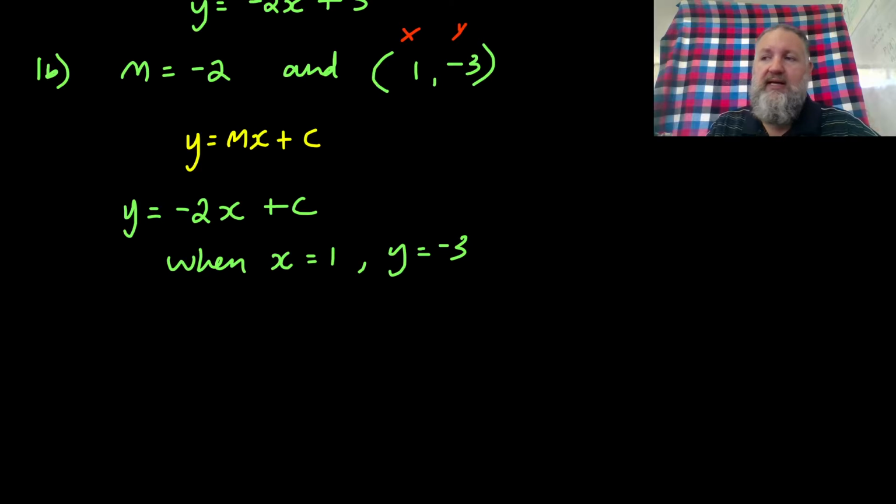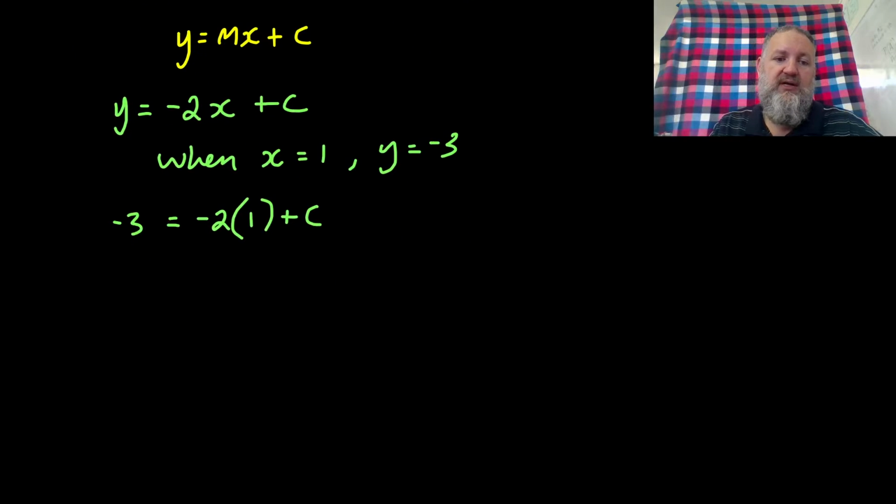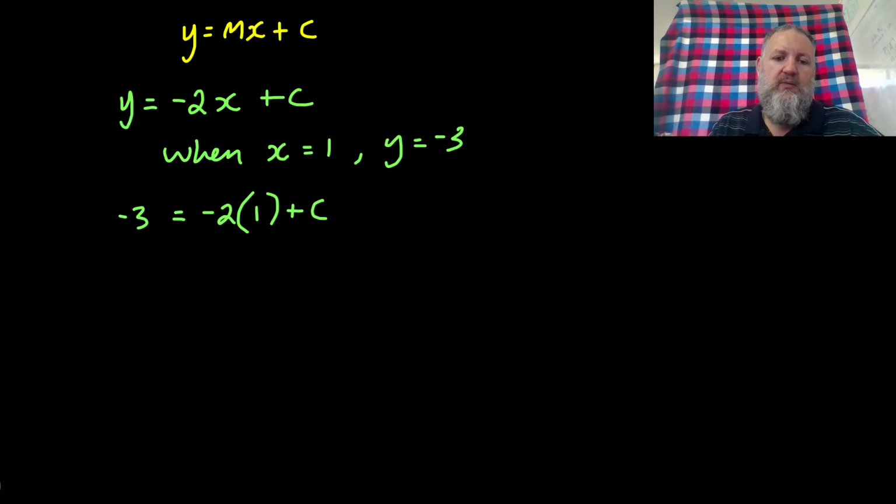So we would write, when x is equal to 1, y is equal to negative 3. We substitute those values into our mostly figured out form. So x will be 1, and the c we don't know, but the y we do, and it's negative 3. We can then solve this equation because we've only got one unknown. The one unknown that we don't have is the c, so we are solving for the c.